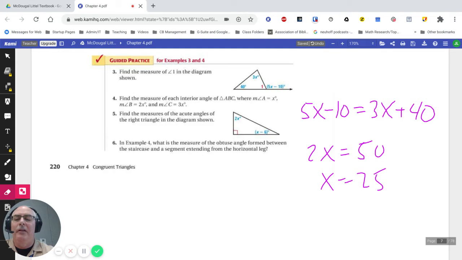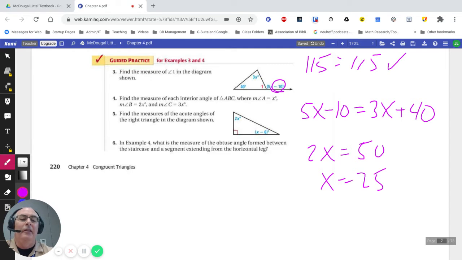The way we can test that then is 3 times 25 is 75. 75 plus 40 is 115. 5 times 25 is 125 minus 10 equals 115. So that checks out. Now, the other thing I can do is find the measure of angle 1, because I know 75 plus 40 is 115. So this remaining angle has to get me to 180 degrees. So that would be 65 degrees for angle 1.